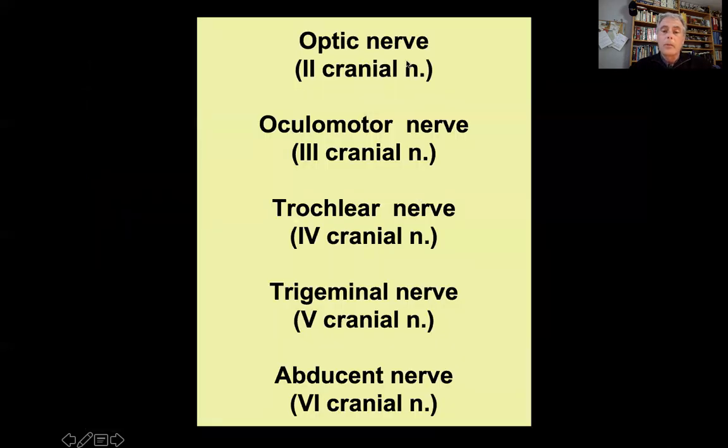So now we will consider the optic nerve, that is the second cranial nerve, the oculomotor nerve, that is the third cranial nerve, the trochlear nerve, that is the fourth cranial nerve, the trigeminal nerve, that is the fifth cranial nerve, and the abducens nerve, that is the sixth cranial nerve. And I consider them together because they share relations.